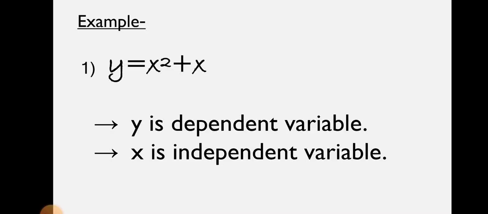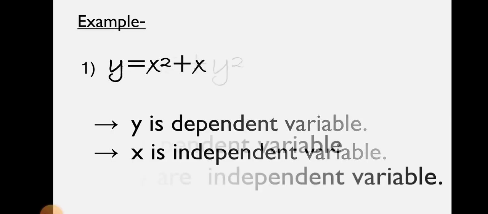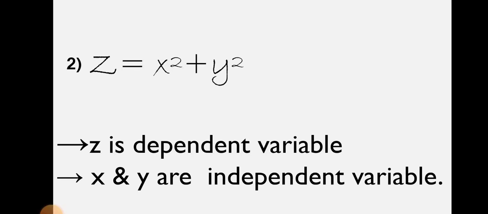Now let us see another example. z = x^2 + y^2. Here in this equation z depends on the value of x and y. So z is dependent variable and x and y are the independent variables.